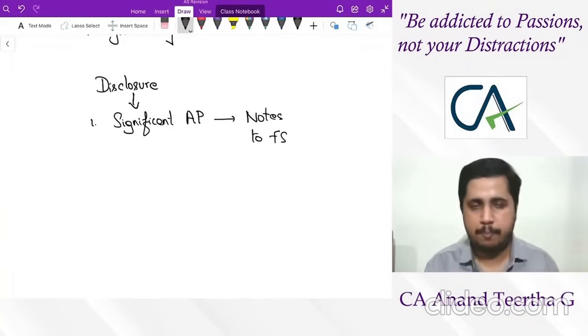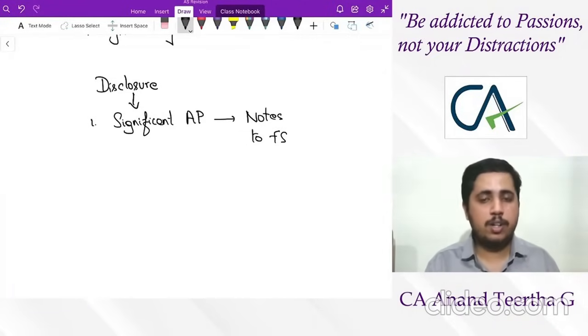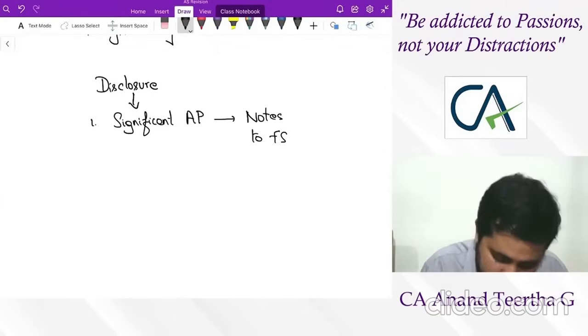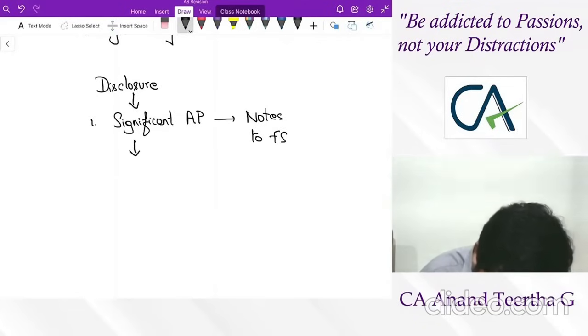by the company. Now, AS1 does not tell only that much, that significant accounting policies should come. It adds one more. What is it? It tells that these significant accounting policies should provide a true and fair view of the state of affairs.